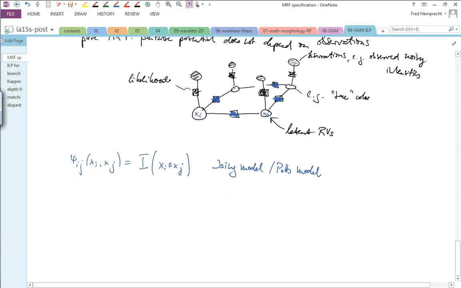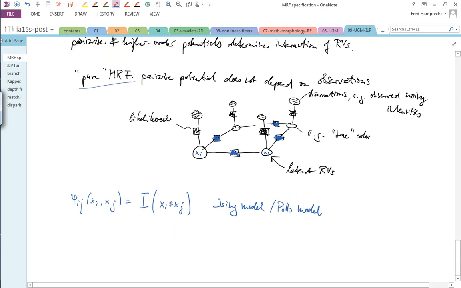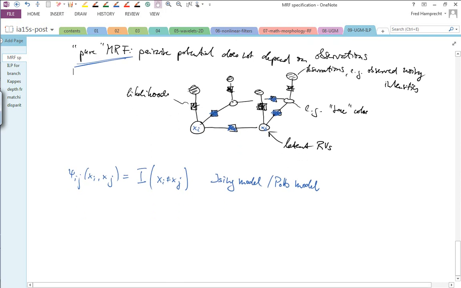But also last time, I discussed a different kind of potential, namely one that could also depend on observations. So now this was the pure MRF, and I could now also let my potential depend on the observations. For example, I could say psi ij depends on xi and on xj, but also on observation oi and on observation oj. And the example I gave the last time was the following.